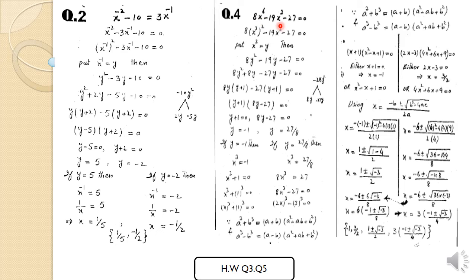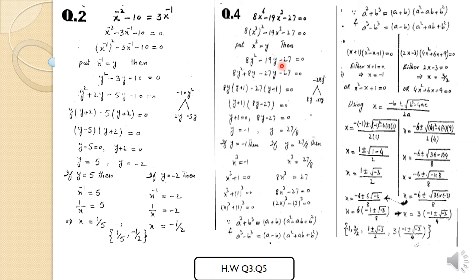Now student, question number 4: 8x raised to the power 6 minus 19x cube minus 27 equals 0. Here, as a student, you can see that the next term is x cube. So we split x raised to the power 6 into the form of x cube, taking x cube inside the bracket and taking power 2 as common. Now substitute y equals x cube, then the equation becomes 8y square minus 19y minus 27.